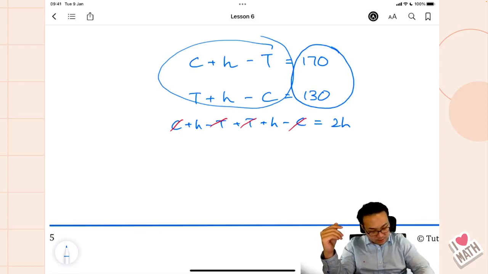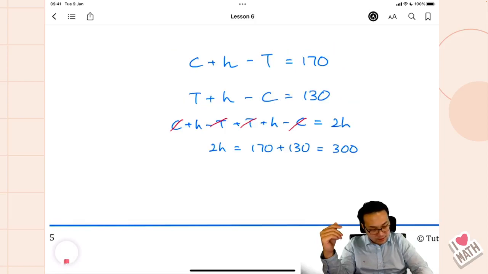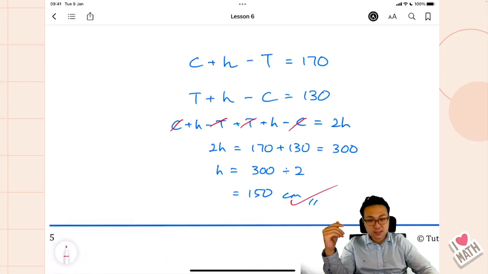Okay, so 2 heights will give us 300. So now can you tell me what's the height of the table? The height of the table is 150 cm. Okay, good. That's how we do it, students.